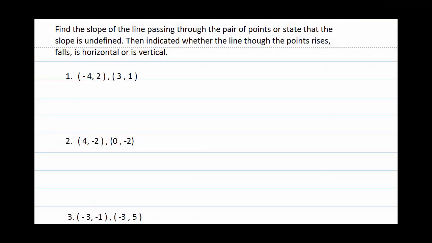Alright, we're going to use an example here of finding the slope of the line passing through the pair of points, or state that the slope is undefined. Then indicate whether the line through the points rises, falls, is horizontal, or is vertical.